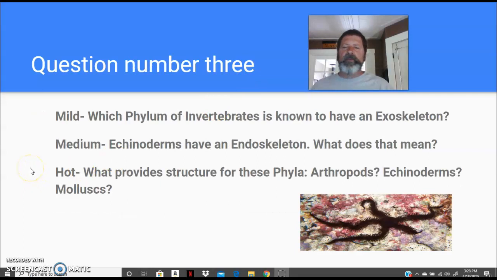All right, and you guys can always pause these for a little bit as you go through. Okay, question number 3, your mild choice, which phylum of invertebrate is known to have an exoskeleton? Your medium choice, echinoderms have an endoskeleton. What does that even mean? And your hot choice, what provides structure for these phyla? See, what gives arthropods their structure and defense and holds their body up? Echinoderms and mollusks. So those are your 3 choices for question number 3.